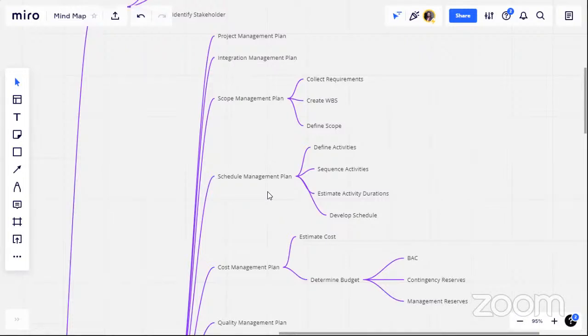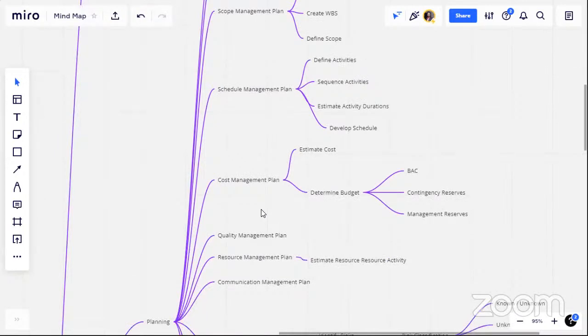Then sequence activities means ordering these activities to be performed. Then estimate activity duration, and then develop scope. Then we have the cost management plan. In this cost management plan, we estimate cost, and then we determine budget. So we also get this BAC, and then contingency reserves and management reserves.